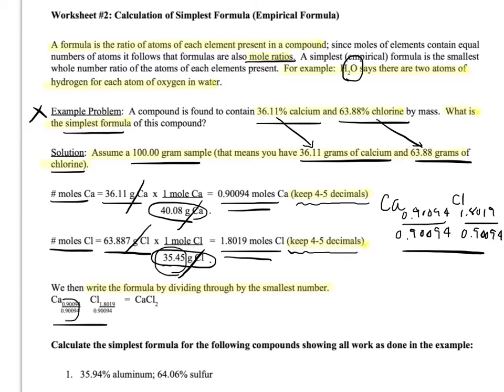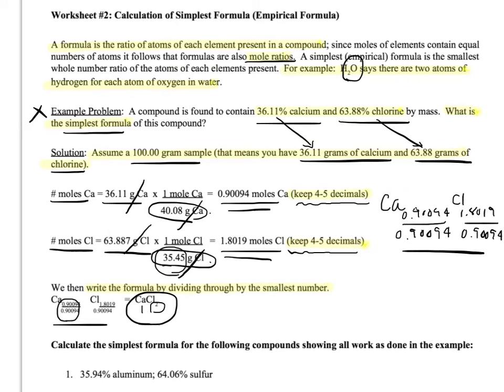And sure enough, when we do this, we have 0.90094 divided by itself here. That just gives us 1. Right, so we don't really have to write that subscript for calcium. And then when we do 1.8019 divided by 0.90094, we actually get 1.99999, which we can safely round to 2. Which means that this here, CaCl2, is our final answer. That is the simplest formula for this compound.